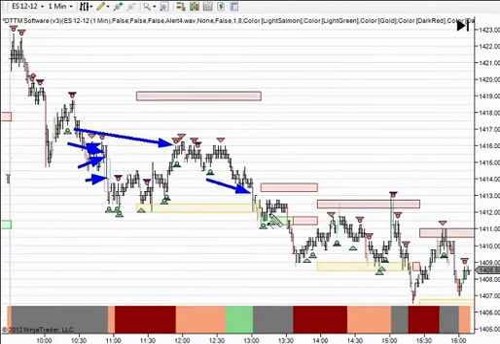Here's another level 3 selling bar, level 2 selling bar. We don't quite test this level 3 selling bar's high. We do test this level 2 selling bar's high. Happens to be at also a resistance area. So just wanted to kind of point that out.